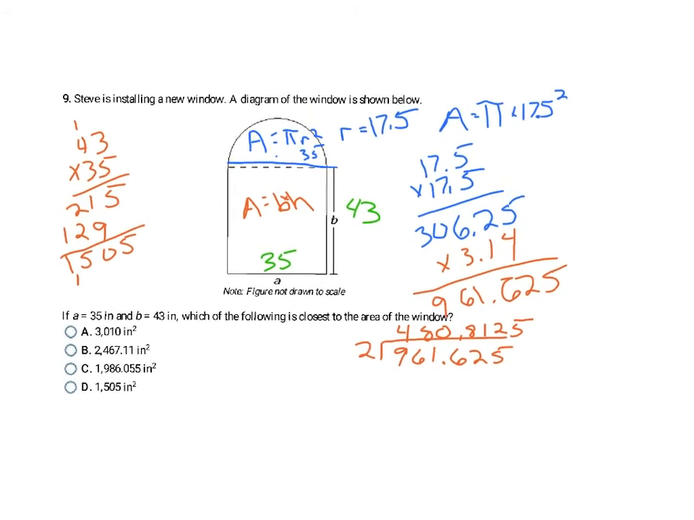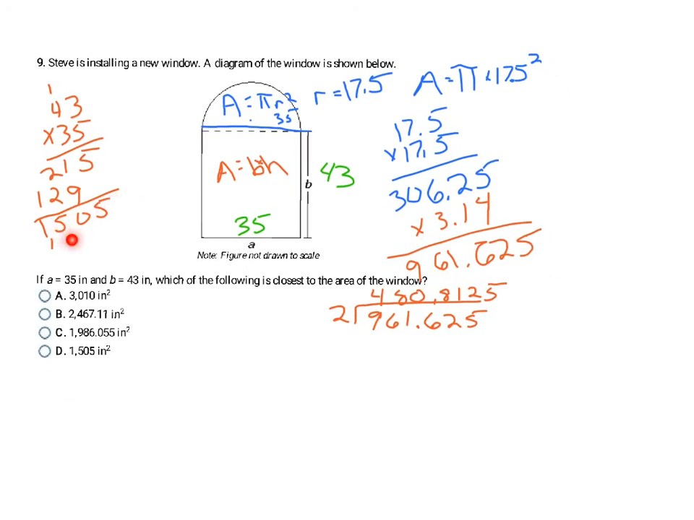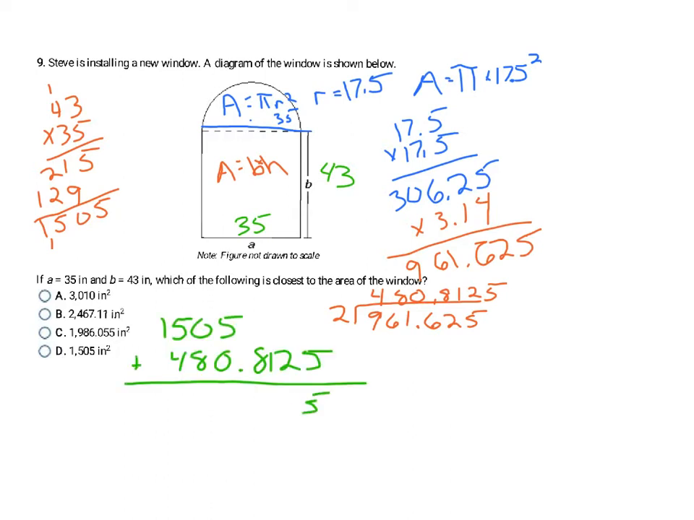So my last step is going to be to add the area of the rectangle plus the area of the half circle. And when you add that all up, that is the number that you get, which is the closest to choice C, your final answer.